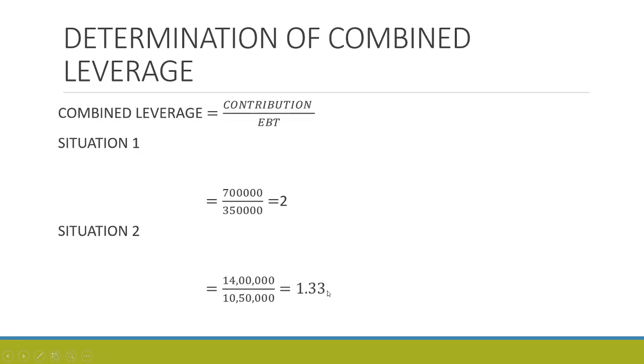Now we will find out the combined leverage. Combined leverage can be found out with the formula contribution divided by earnings before tax. Contribution divided by EBT. In situation 1, it is equal to 7 lakhs divided by 3 lakh 50,000, which is equal to 2 times. In case of situation 2, combined leverage is equal to 14 lakhs divided by 10 lakh 50,000, which is equal to 1.33.